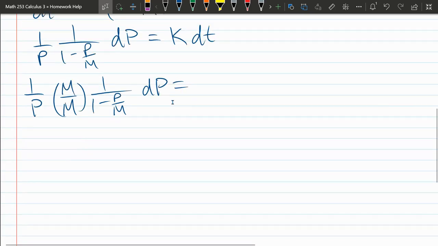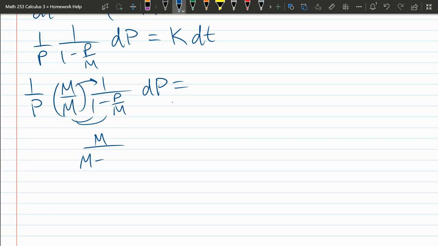All right, why did I multiply by M over M? I multiply the top by M, and the bottom M, you distribute to both the 1 and the negative P over M. So our numerator is M, and the denominator is M minus. The reason I did this is because the second part of the denominator just turns into a P. The M divided by M cancels. 1 over P dP.